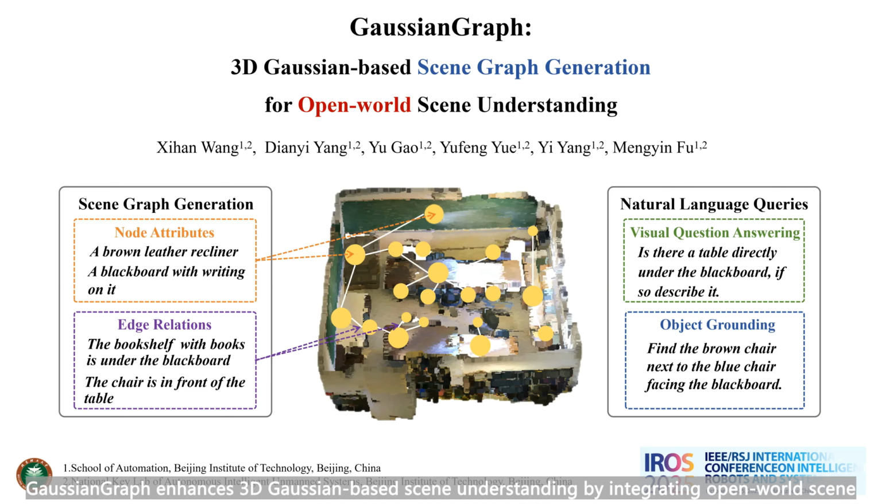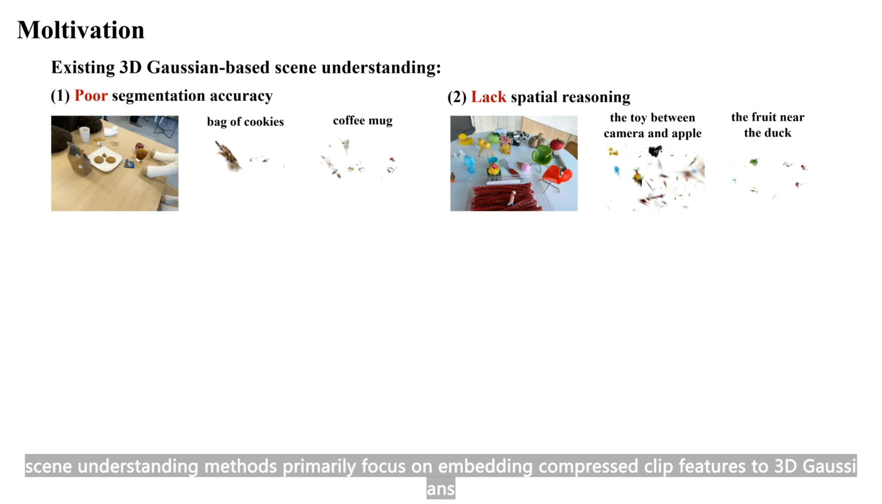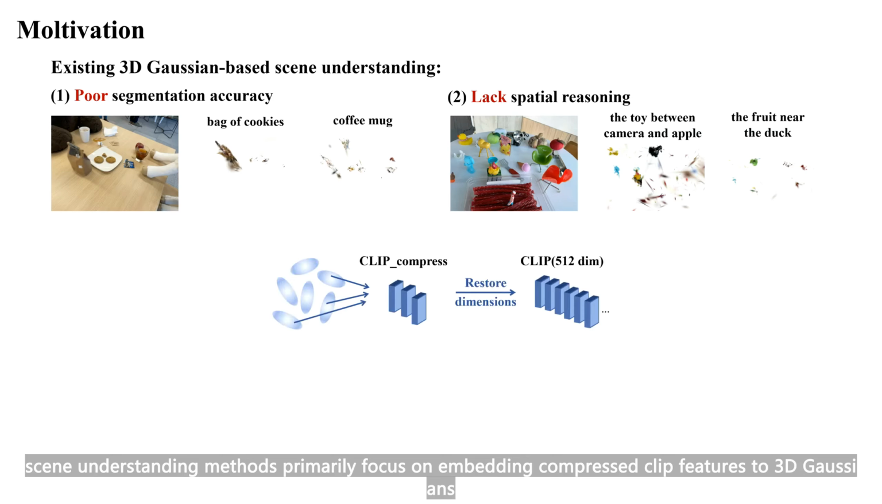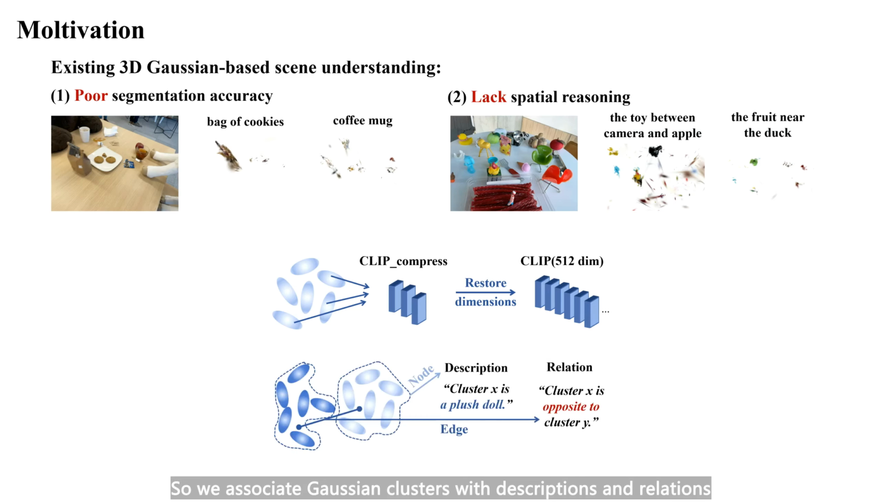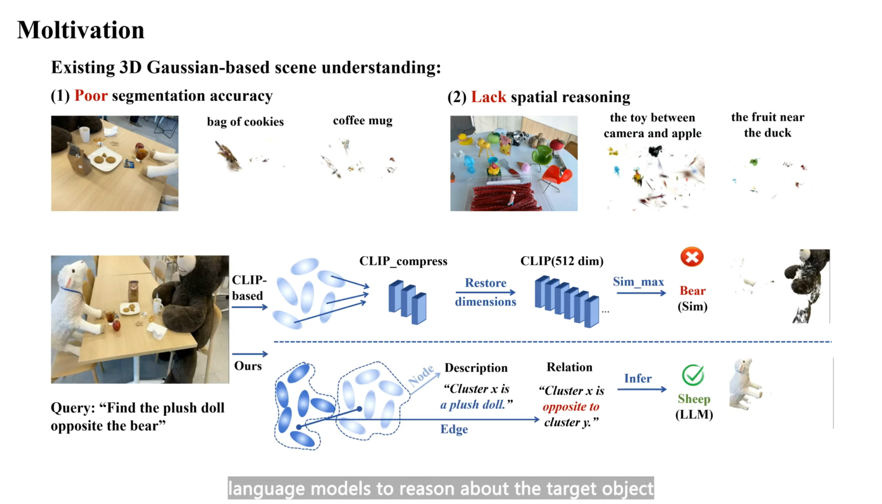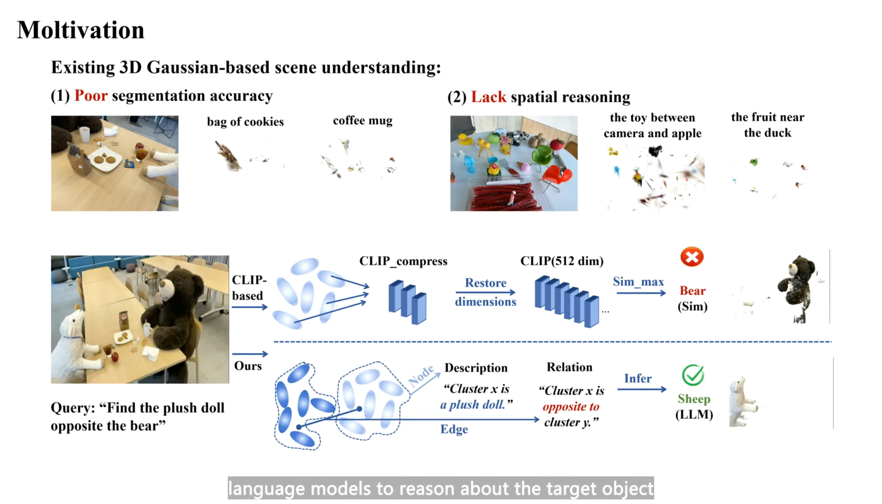GaussianGraph enhances 3D Gaussian-based scene understanding by integrating open-world scene graph generation that can be queried with natural language. Existing 3D Gaussian-based scene understanding methods primarily focus on embedding compressed CLIP features to 3D Gaussians, suffering from poor segmentation accuracy and lack spatial reasoning. So we associate Gaussian clusters with descriptions and relations, enabling large language models to reason about the target object.